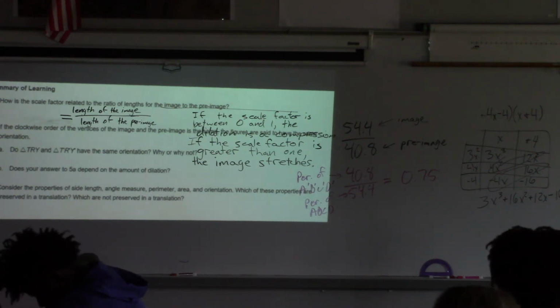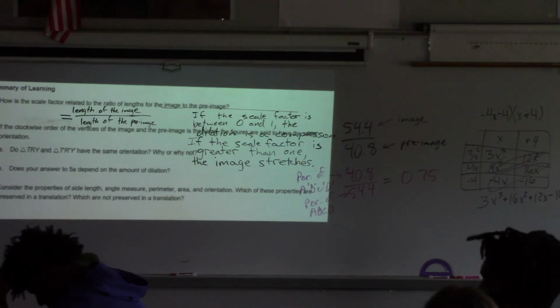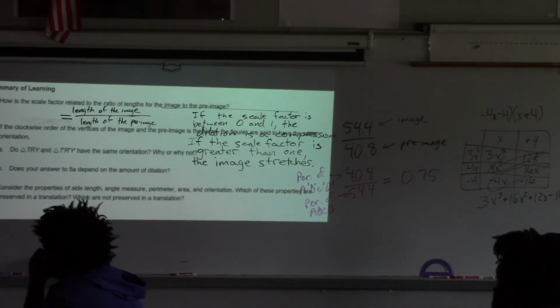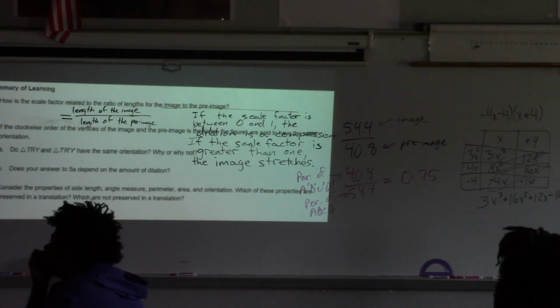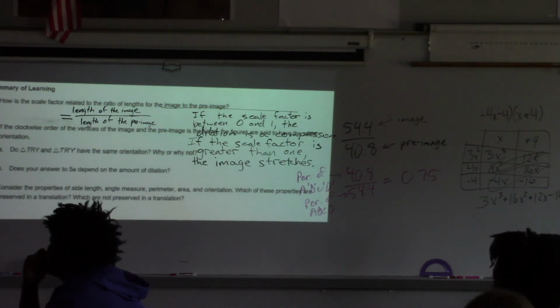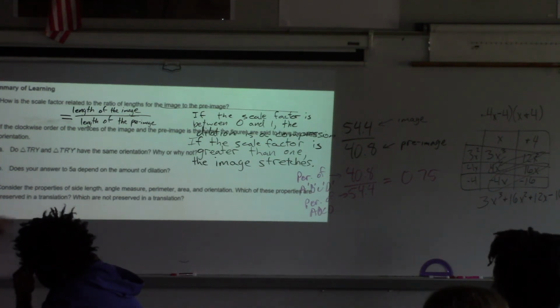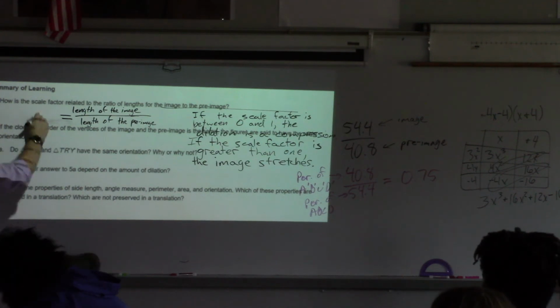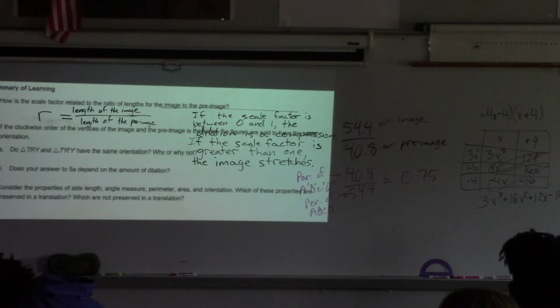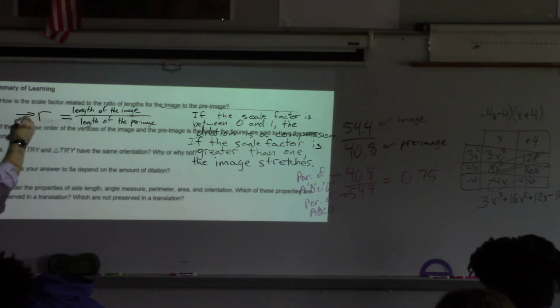So, really quickly, does anyone have a guess as to what letter we're going to use for a scale factor? F. It makes sense for a factor. Yes, but also remember, how do we calculate the scale factor? With a what? Ratio. That R is my scale factor.